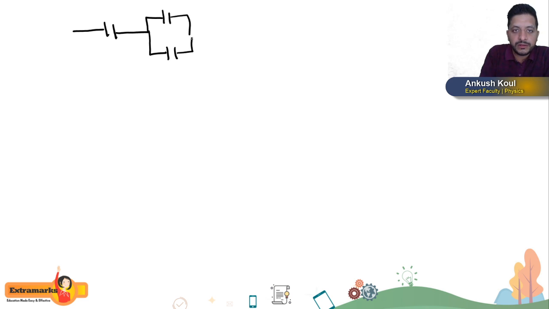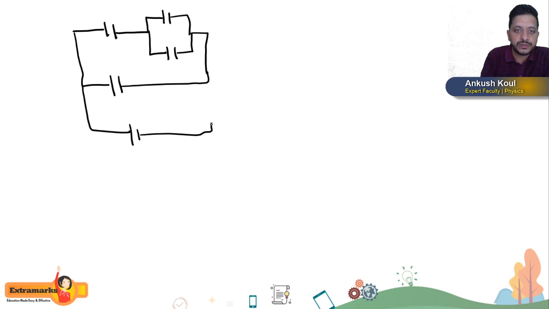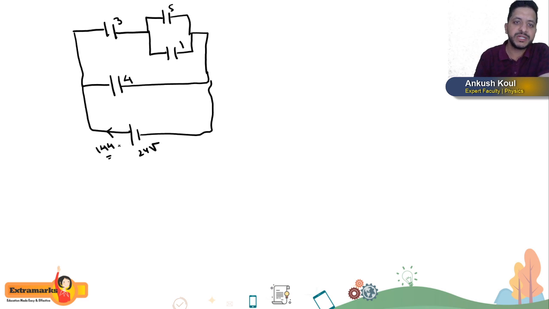So for that, if I redraw this circuit, this is your 3 microfarad, then we have this 5, then we have this 1, this closes here, then we have this 4, correct, and then we have our battery of how much? 24 volts. This is 3, this is 5, this is 1, this is 4. All units are microfarad. I know the total charge coming from here, which we have just calculated, is how much? 144 microcoulomb. I'm not mentioning the units here.